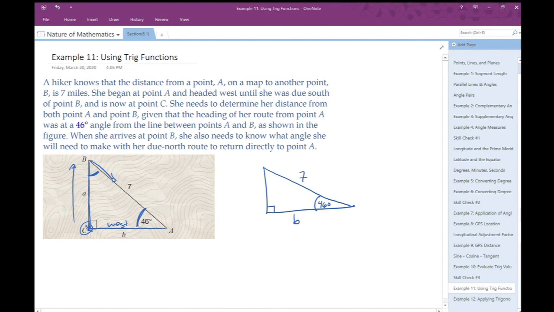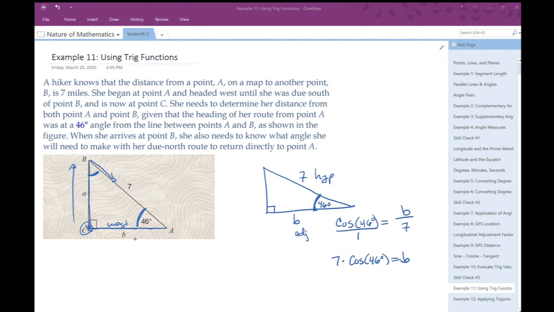So we can first solve for angle B. We see that we have the angle, and from this angle's point of view, this is adjacent and hypotenuse. So we're going to say cosine of 46 degrees is equal to adjacent, which is B, over hypotenuse 7. We write our proportion and cross multiply. So we have 7 times cosine of 46 degrees. B is equal to 4.86.